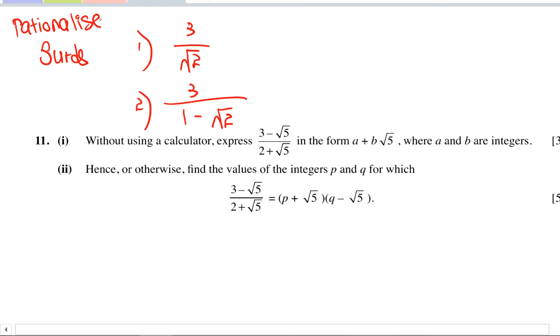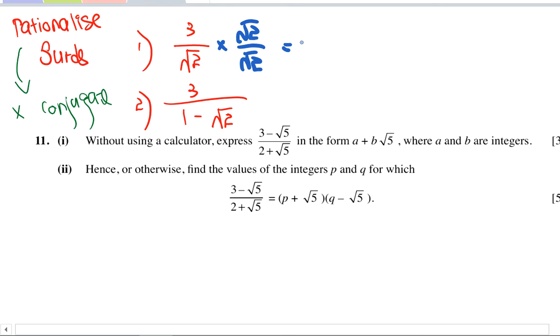I need to rationalize. But how do I rationalize? I will need to multiply by the conjugate. So, in question 1, if I want to multiply by the conjugate, Zuo Hong, can you tell me what's the conjugate in question 1? Square root 2, square root 2. Very good. So, I multiply by root 2 over root 2.